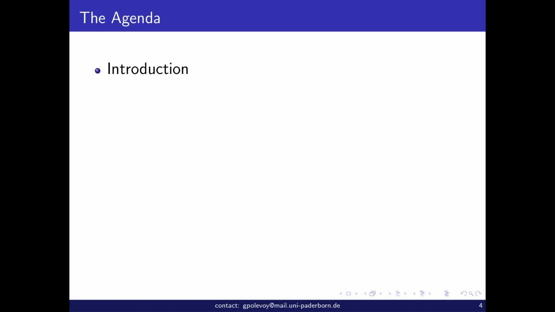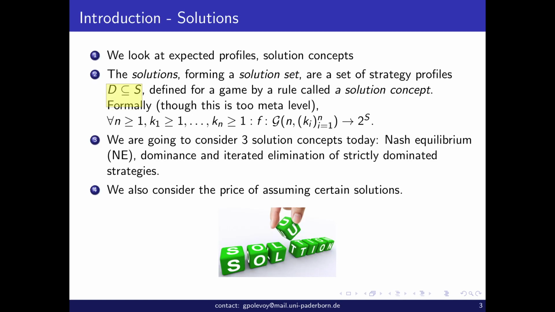So what I started by telling is that we're going to talk about non-cooperative games in the normal form. In particular about Nash equilibria, dominant strategy equilibrium, and the result of iterated elimination of strictly dominated strategies. And let us begin.